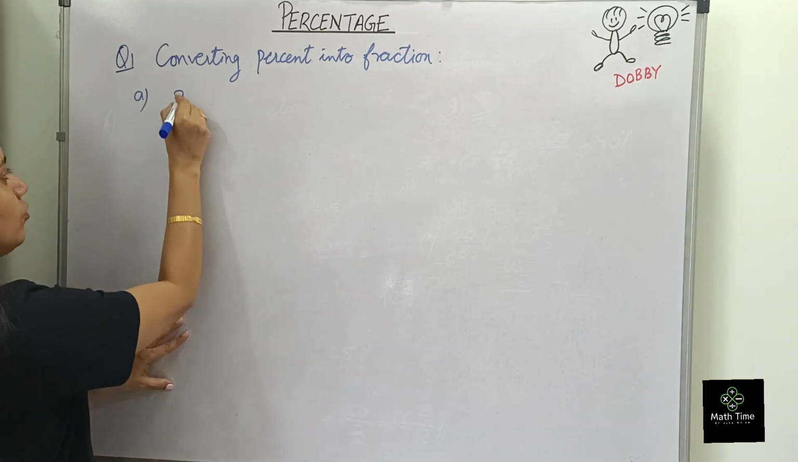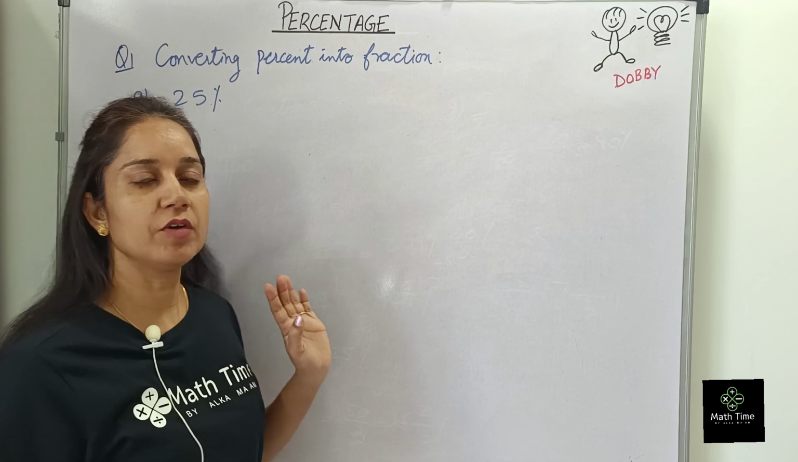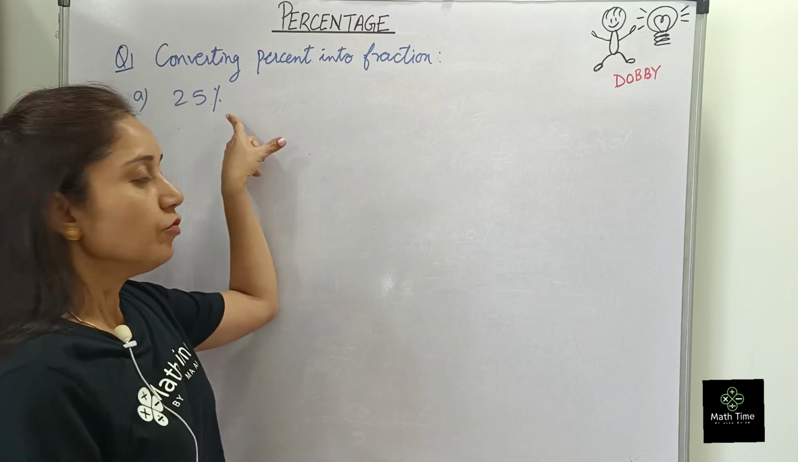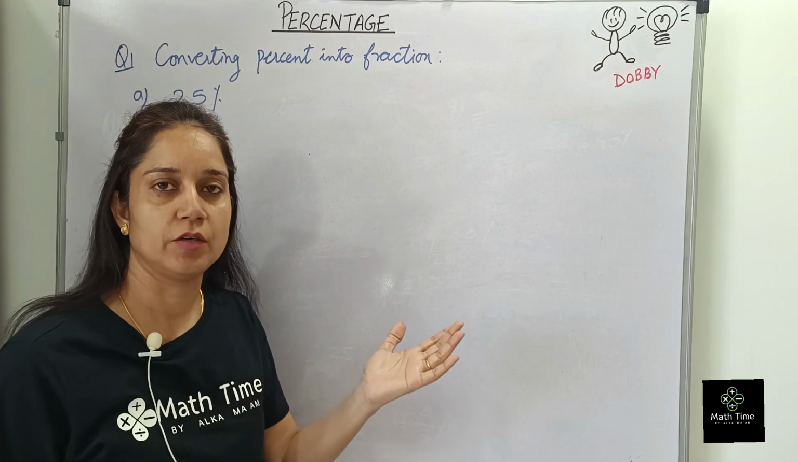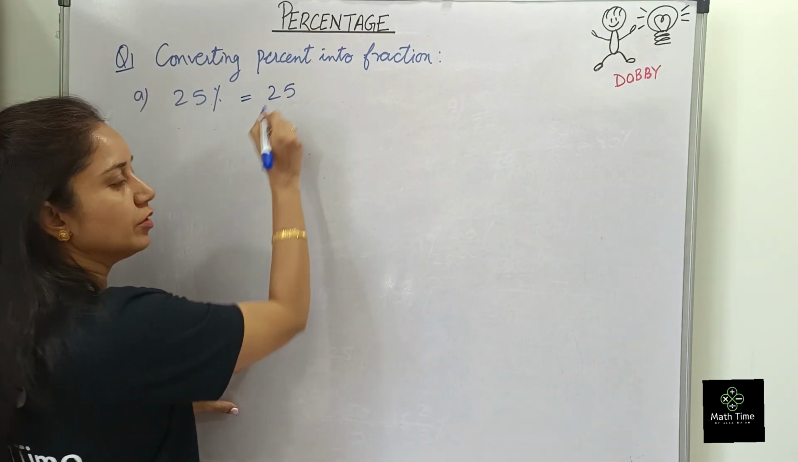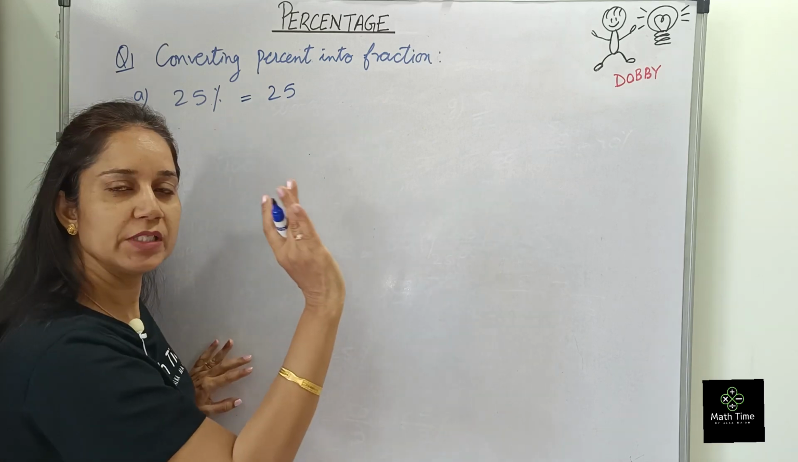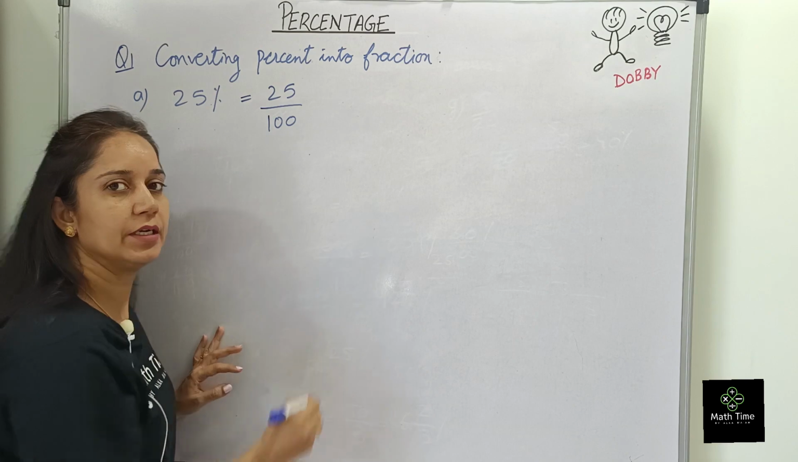Let us see how. 25% is the first question. Now how to convert it into fraction? When percent sign is already given to us, we have to remove it. So how to remove it? Write 25, remove the percent sign and in place of percent, 100 will come in the denominator.